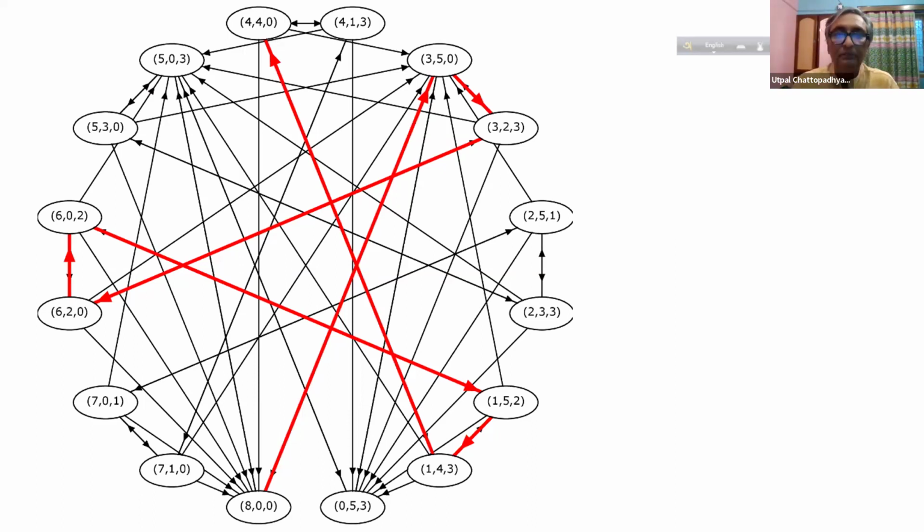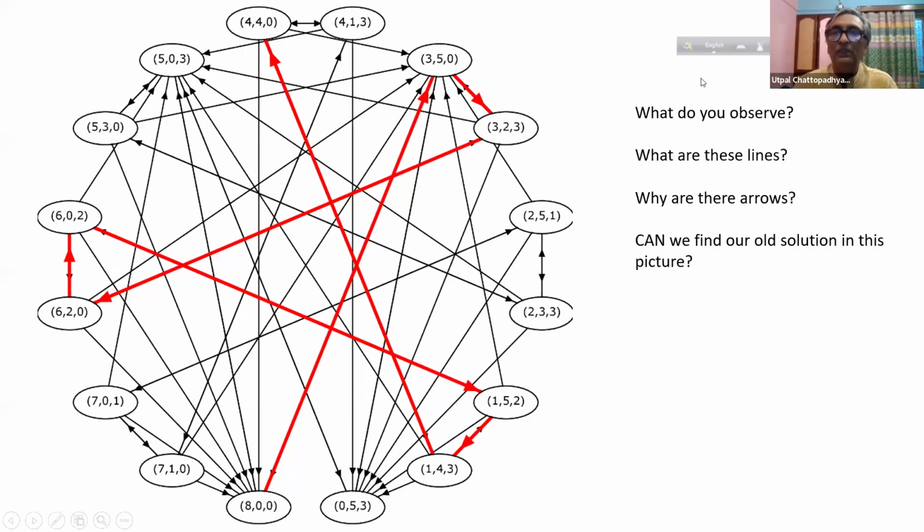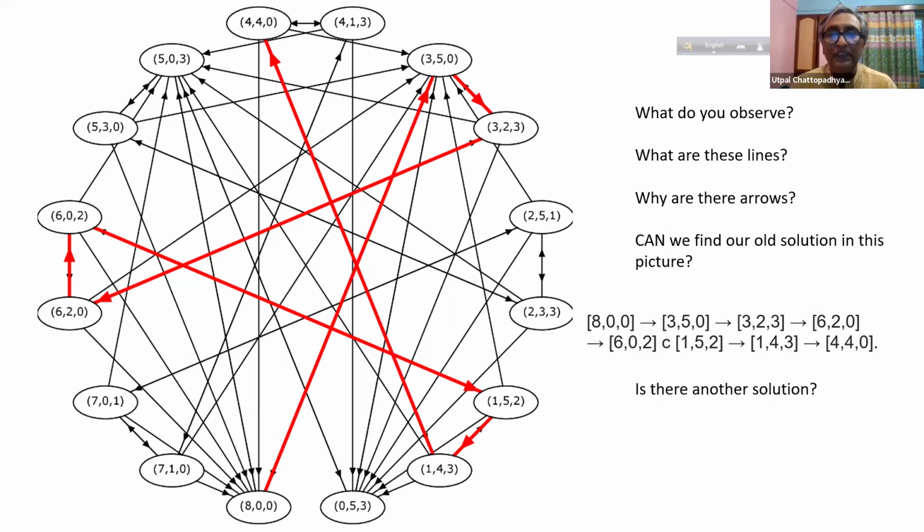So now, let me proceed. Otherwise, the second problem will never be discussed. So what do you observe? What are these arrows you talked about? Some arrows are bidirectional, right? By the way, not all bidirectional arrows are painted red, only some. The transitions that you have gone through are shown in red.